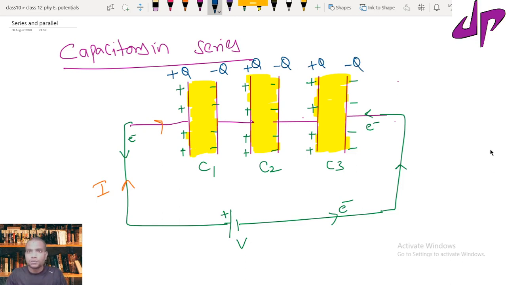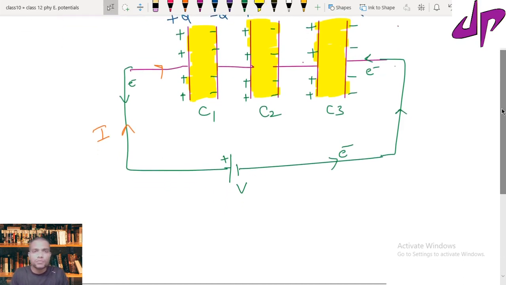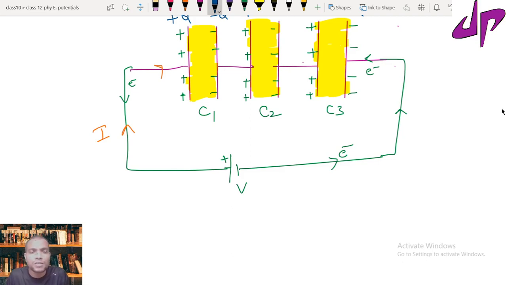Now we need to derive the mathematical expressions for that. So in series, first we need to see what is the potential difference between the capacitor plates. If I connect the voltmeter here, for the first plate the voltmeter shows V1 as the potential.